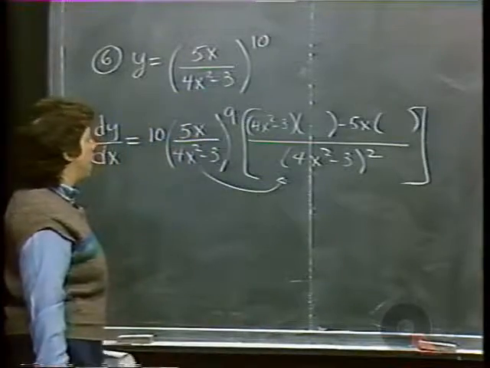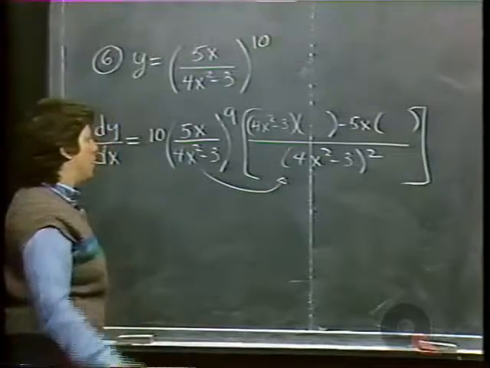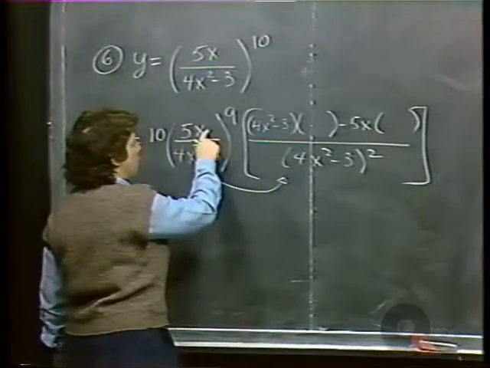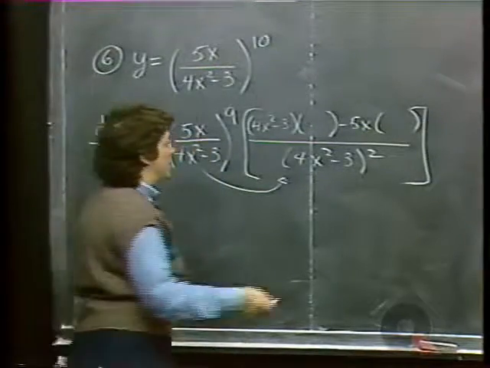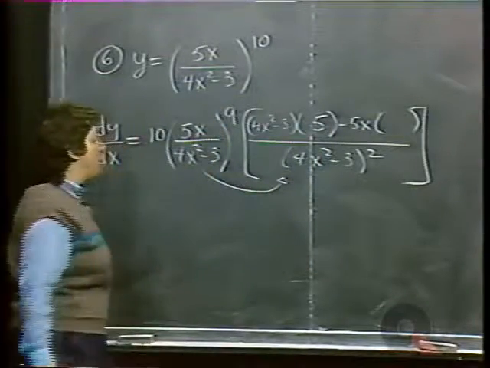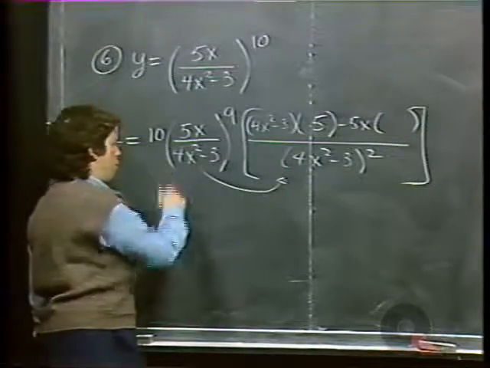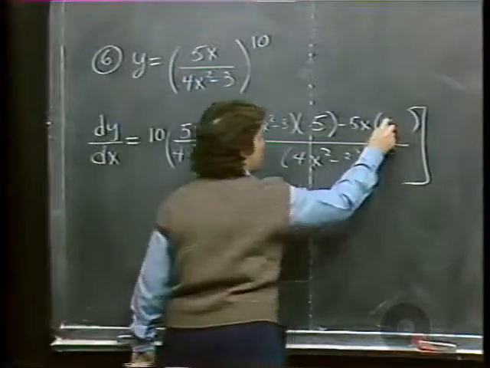Bottom times the derivative of the top minus the top times the derivative of the bottom all over the bottom squared. Okay? Bottom times the derivative of the top. The derivative of 5x with respect to x is 5. Minus the top times the derivative of the bottom. The derivative of 4x squared minus 3 with respect to x, using our polynomial rule, is 8x.